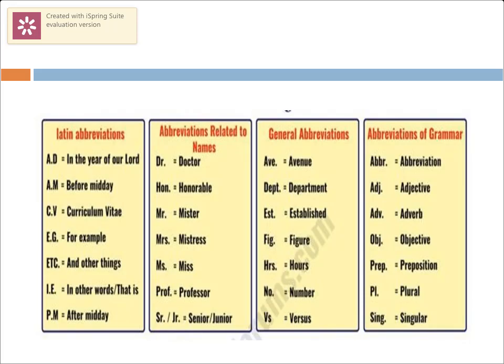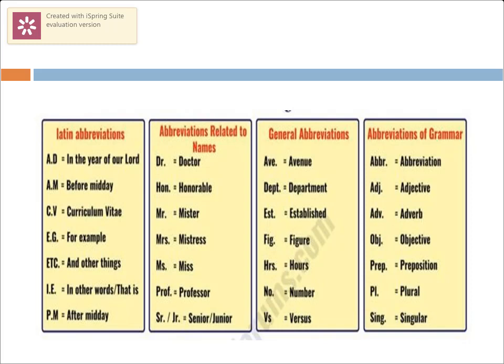In our daily life, we use many abbreviations which are related to many aspects. For example, we use Latin abbreviations like AD, which actually means Anno Domino or in the year of the Lord. Or for example, CV, which is also derived from the Latin curriculum vitae, or e.g., for example, exempli gratia. Now these are some Latin abbreviations that we use in our everyday life.